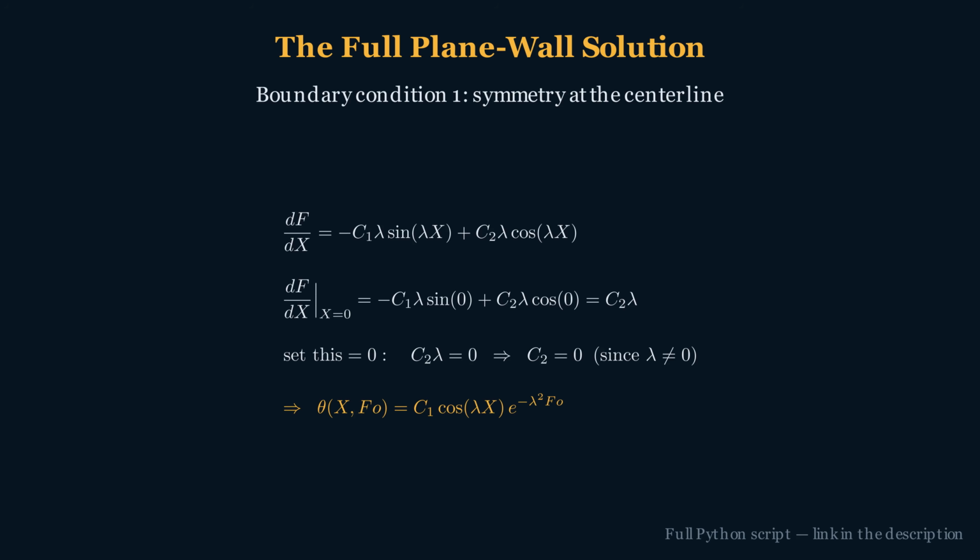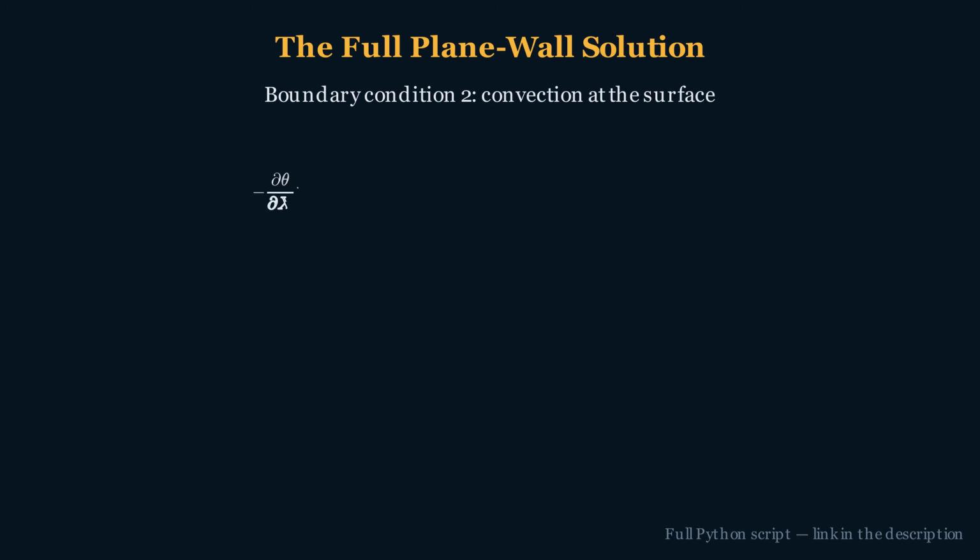Physically, no heat crosses the centerline by symmetry, so the temperature gradient there must be exactly 0. Differentiate f, evaluated at x equals 0: sine of 0 vanishes, cosine of 0 is 1, leaving just C2 times lambda. Setting that to 0 forces C2 itself to 0, since lambda can't be 0 without giving a trivial, no decay solution. The sine term is gone entirely, and combining what's left with the time solution gives this compact form.